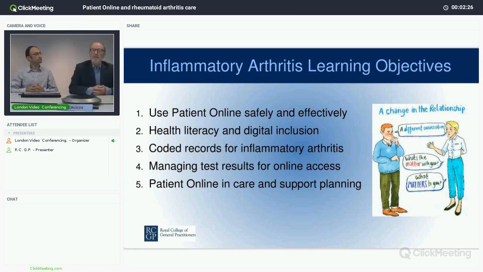We're going to be talking about the use of coded records relating to inflammatory arthritis and managing test results, blood monitoring of DMARDs, for example, in arthritis, and where the whole concept of record access fits into care and support planning for the patient. As the little image on the right says, it's about changing the conversation in the consultation to what matters to you.